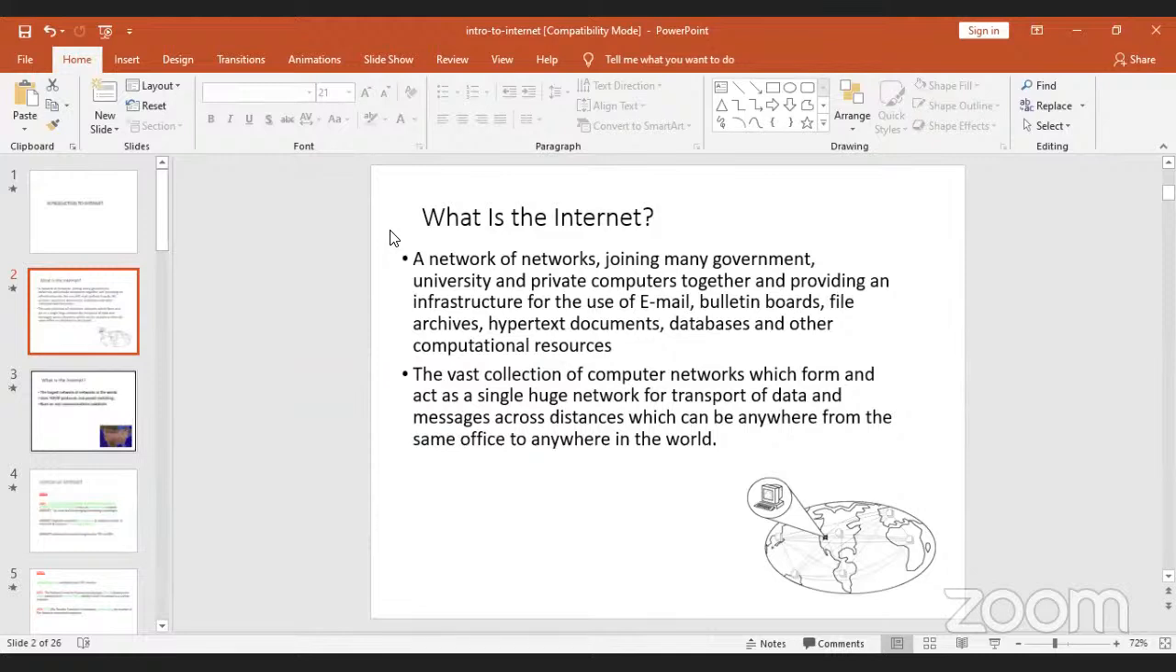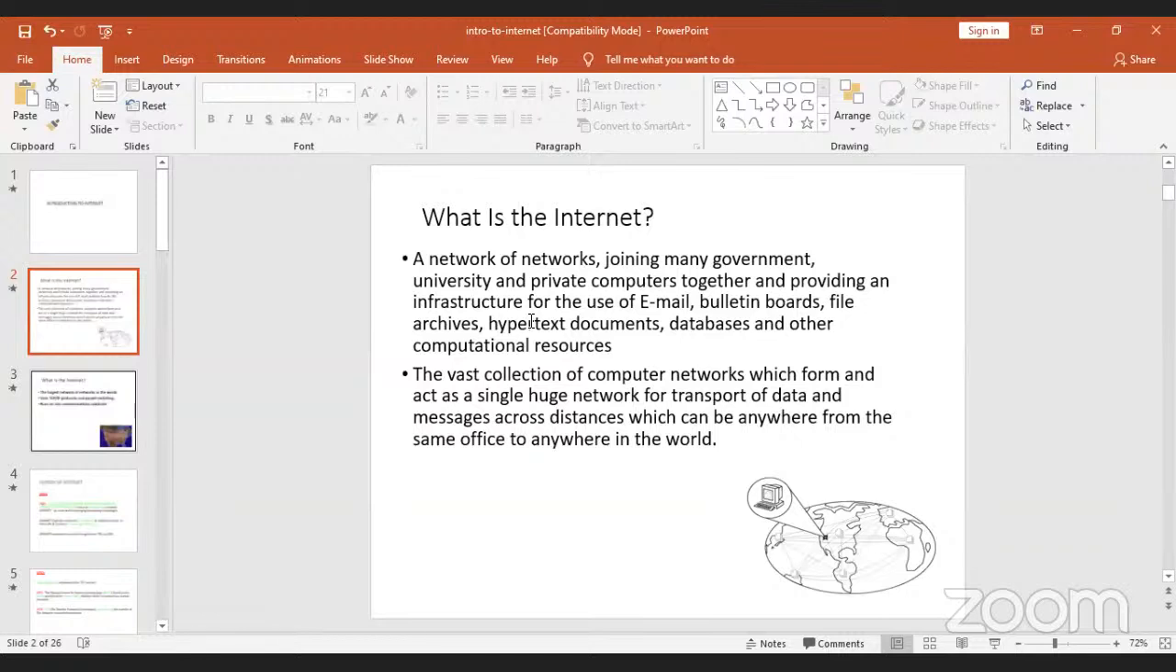So the Internet is a network of networks joining many governments, universities, and private computers, and providing infrastructure for the use of email, bulletin boards, file archives, hypertext documents, databases, and all computational resources. So all of those things can be done on the Internet, apart from emails and file archiving and hypertext documents and all that, but they are all for communication. So it depends on the kind of communication you want to do.